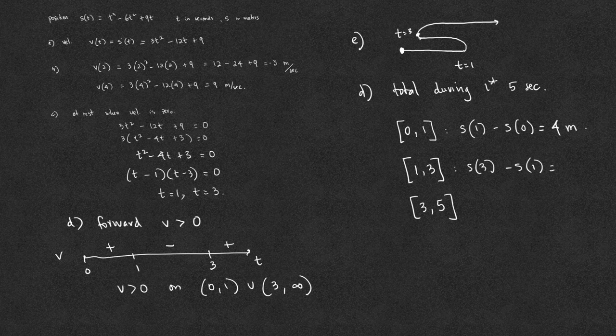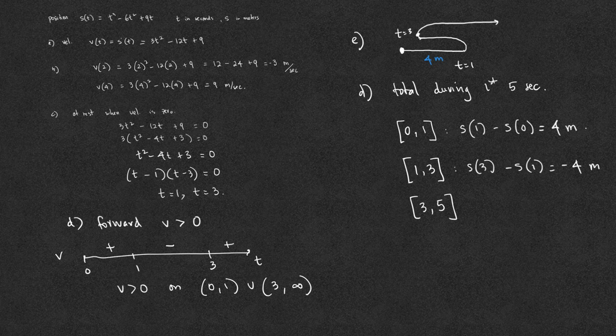This means we take the original function s and we plug 3 into t and 1 into t and subtract the 2. The result is negative 4 meters. We should expect the negative 4 because the particle is moving backward. And so from 0 to 1, the distance traveled is 4 meters.